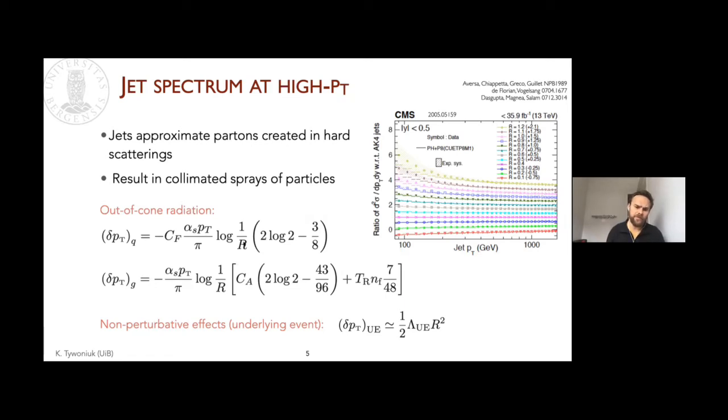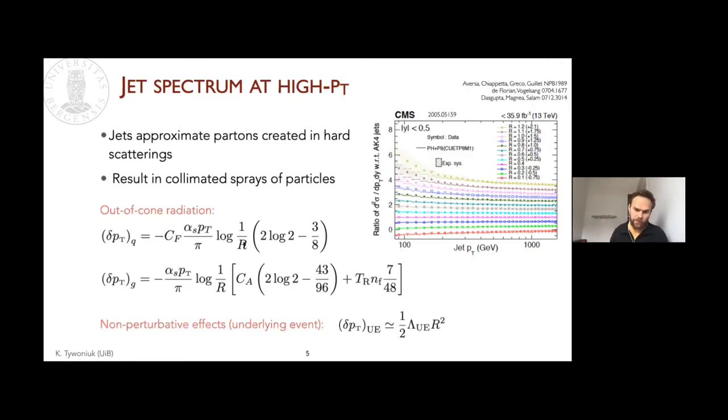As we can see from these images, the amount of energy or transverse momentum lost outside of the cone scales like a log of 1 over R. This simply means that there is radiation going from the hard scale of the jet, which is roughly of the order of the jet pT, down to the jet scale, which is roughly pT times R. And in between these two scales, there is also a DGLAP evolution.